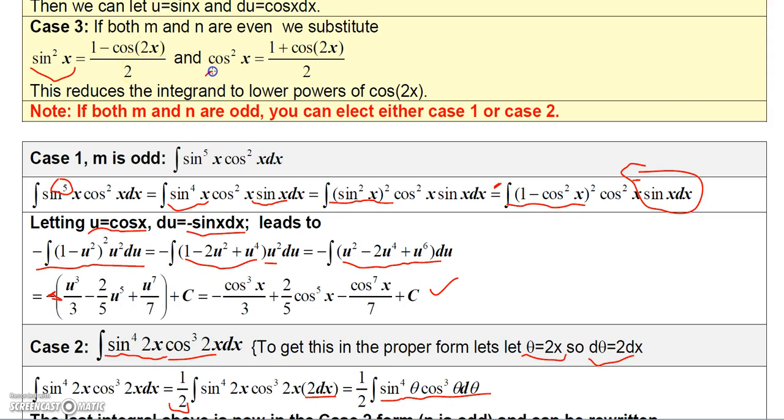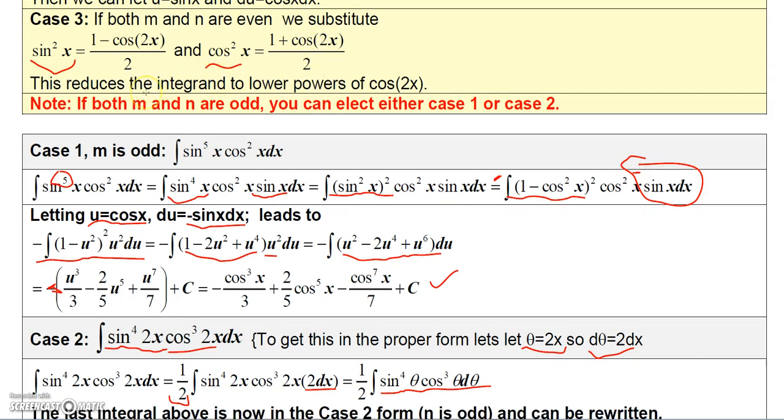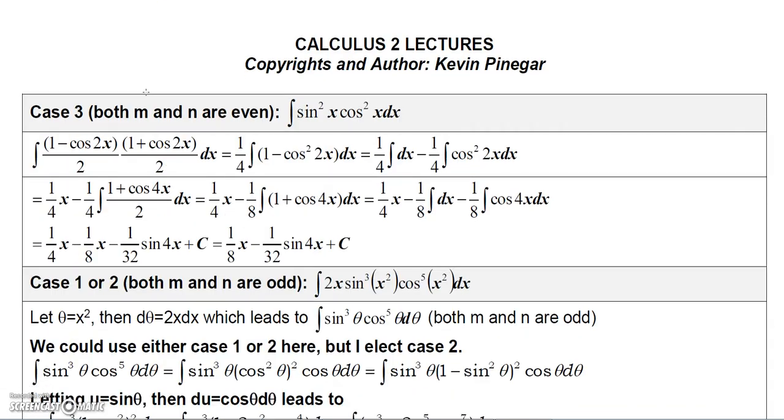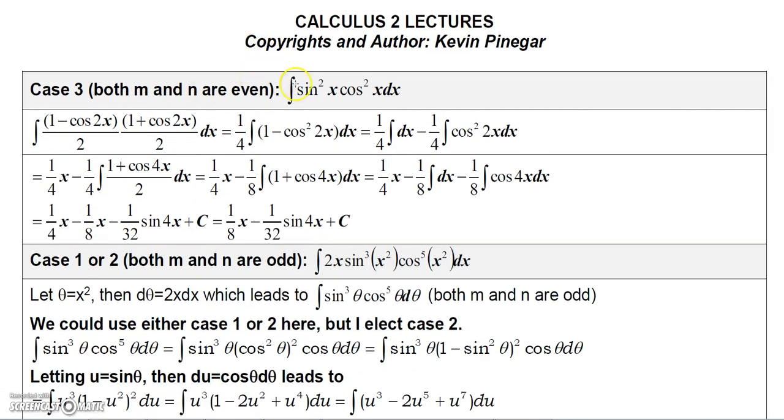And everywhere we have a cosine squared x, we replace that with (1 plus cosine 2x) over 2. So we just use those identities. Okay, so let's go ahead and look at the third case. So here I have sine squared x times cosine squared x, and of course they're both even.